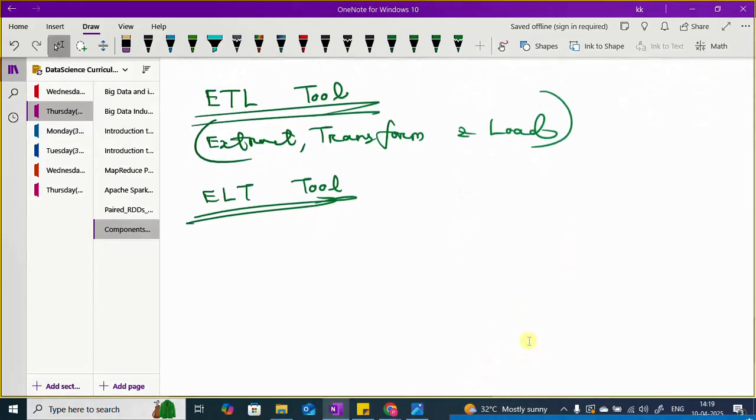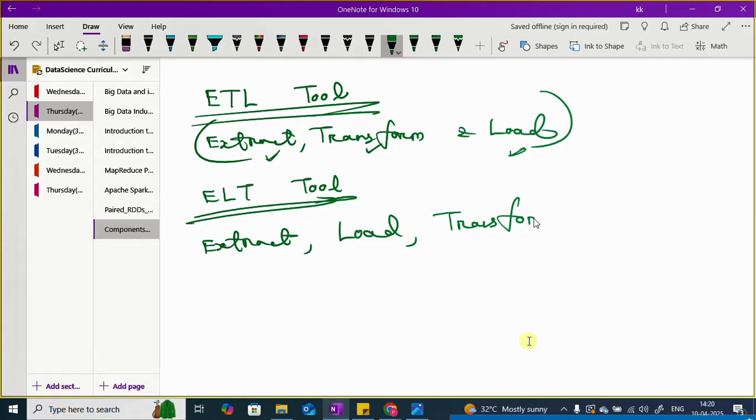What is the difference between ELT and ETL? In the case of ETL, first extract will happen, then transform, then load. In the case of ELT, first extract will happen, no doubt, then load will happen, then transform will happen. Clear, guys? Any doubt so far?